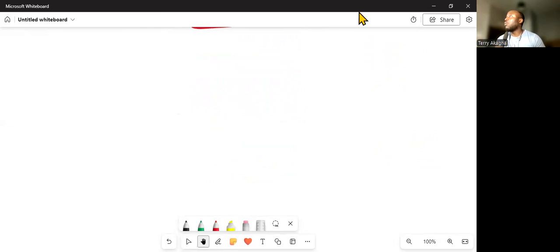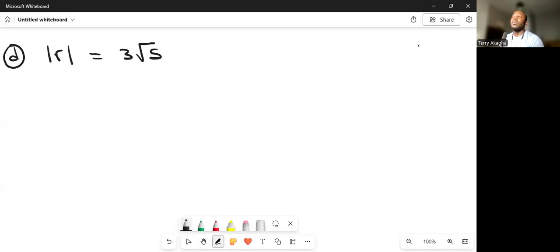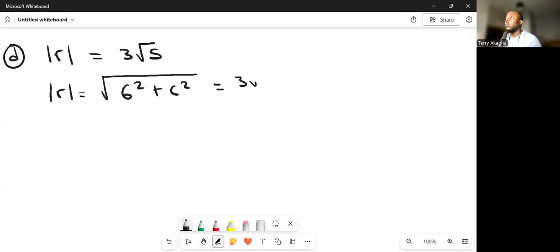I'm going to write it now. So the D part, which was similar, we're told the absolute value or the magnitude of R was what? 3 root 5. Okay, so the same thing like we did, we're going to find the magnitude of R, which is going to be equal to the square root of 6 squared plus C squared. Okay, and we're told that this was equal to what? 3 root 5. So therefore, we can now say the square root of 6 squared plus C squared is going to be equal to 3 root 5.